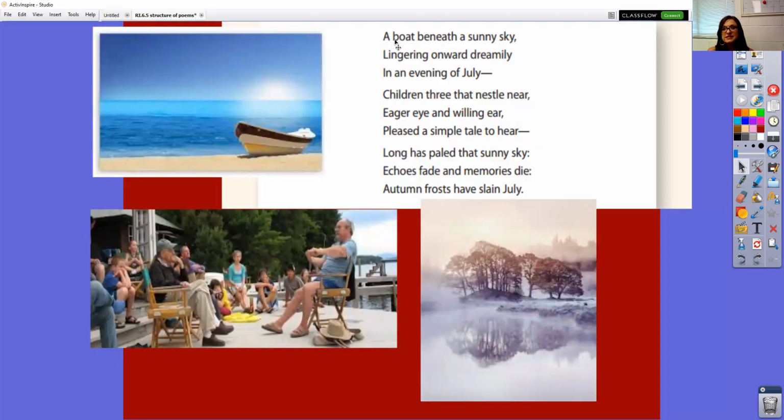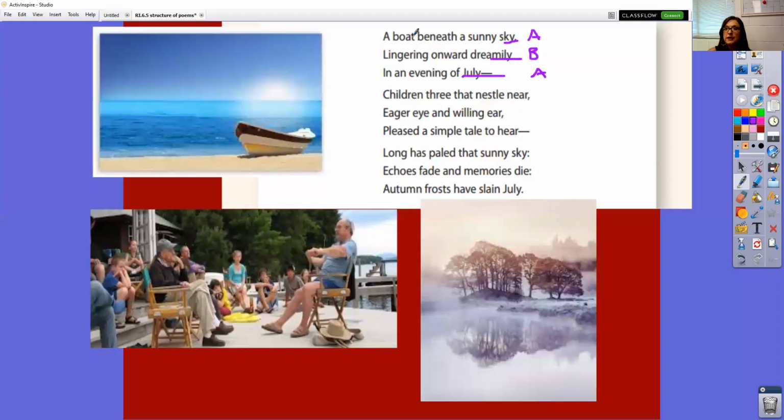So if we take a look, this has 1, 2, 3 stanzas. How many lines do we have? 1, 2, 3, 1, 2, 3, 1, 2, 3. And just taking a look at our end words, we see here that we have sky, dreamily, July. So we have an A here. That's our first, if we're going to do our rhyme scheme. Sky and dreamily don't sound alike, but sky and July do. So we have an ABA rhyme scheme.